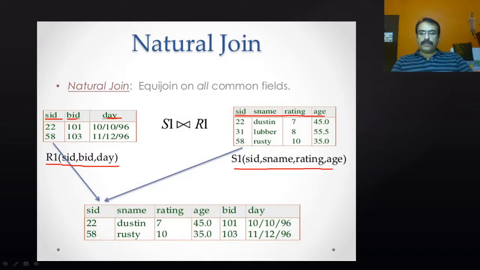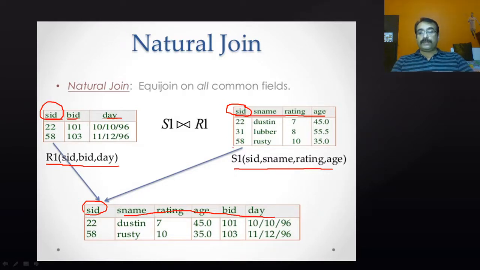right? The difference between natural join and Cartesian product is the common attribute, which in this case is SID. The common attribute SID is going to appear only once, and then the rest of the five attributes are going to appear.